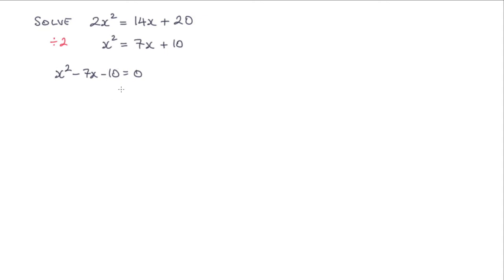Now, looking at this quadratic, I know it will not factorize. So what I'm going to need to do is to use the quadratic formula. Just as a quick reminder, the quadratic formula is written here. And in this particular case, we would have a is equal to 1. So a is the coefficient in front of the x squared term. B is the coefficient in front of the x term, that's negative 7. And c is the constant, in this case negative 10.